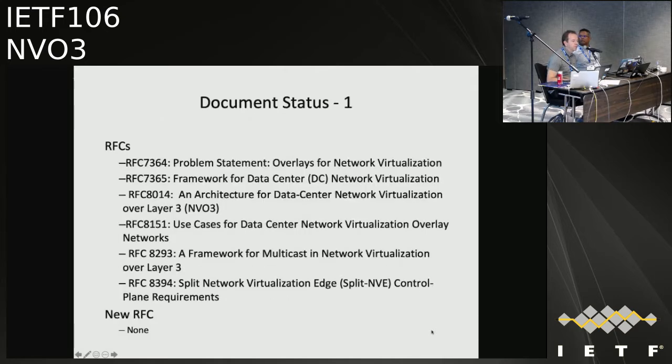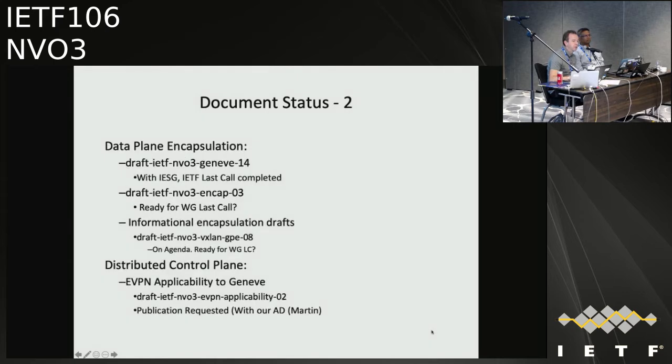Okay. So document status. No new RFCs since the last IETF. We have 1, 2, 3, 4, 5, 6 RFCs in total. The data plane encapsulation, our chosen standards track encapsulation document, Geneve, is now with the IESG. I think it's just completed IETF last call. I think the authors are just stressing there was an IANA comment on where to create the Geneve registry.